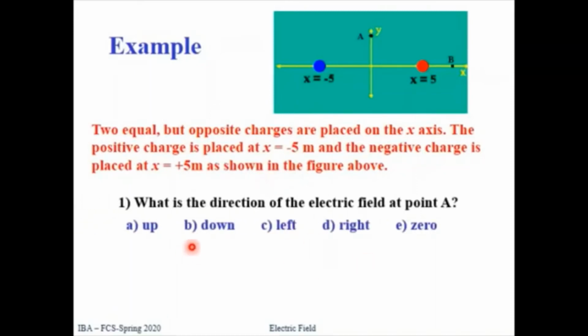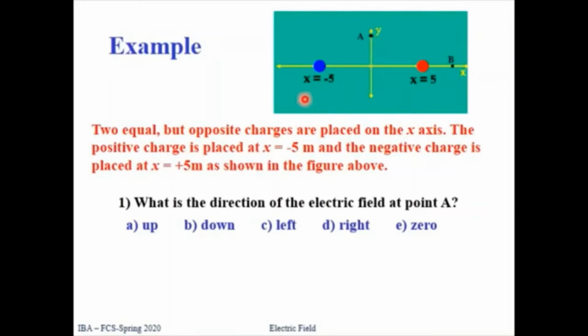The question is, what is the direction of the electric field at point A? So we have in fact two points, A and B. A is on the vertical axis, and B is located on the horizontal axis. So in the first question, we need to find the direction of the electric field at point A.